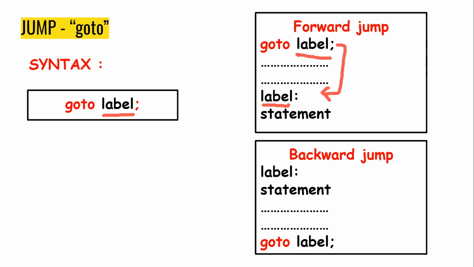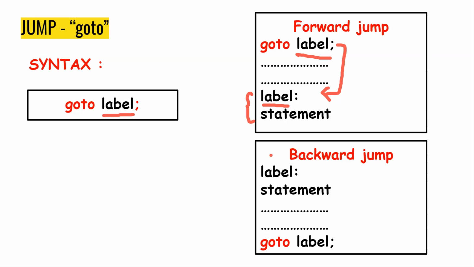This is the syntax of a forward jump. First you will have the goto statement, goto the label where we are going to jump. Then you will have some set of statements followed by the label where you are going to jump unconditionally. We call this a forward jump because the goto statement is present before its corresponding identifier label statement.